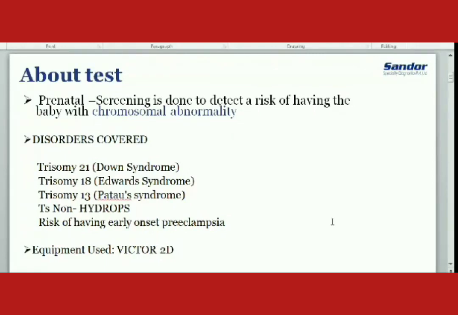When you say structural differences, the structure of the chromosome may change, like duplication or deletion, because there might be short or long additions to the structure. So basically in maternal serum markers, we would be looking into these disorders: trisomy 21, trisomy 18, trisomy 13, Turner syndrome (non-hydrops), and preeclampsia.